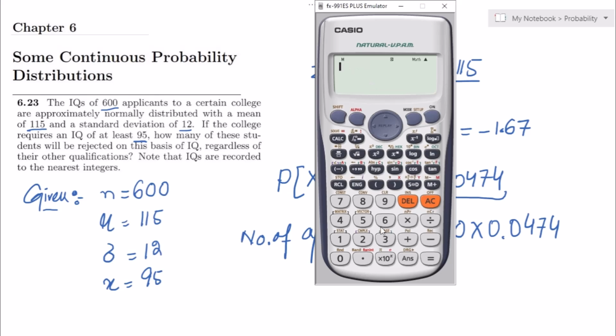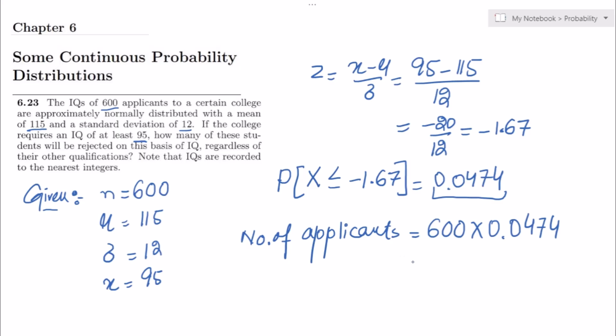Okay, so let me multiply it. 600 multiplied by 0.0474, so this is how much? This is 28.44. Okay, 28.44 or around 29 students. So the answer is around 29 students or 29 applicants who will be rejected, those who do not have the IQ of at least 95.